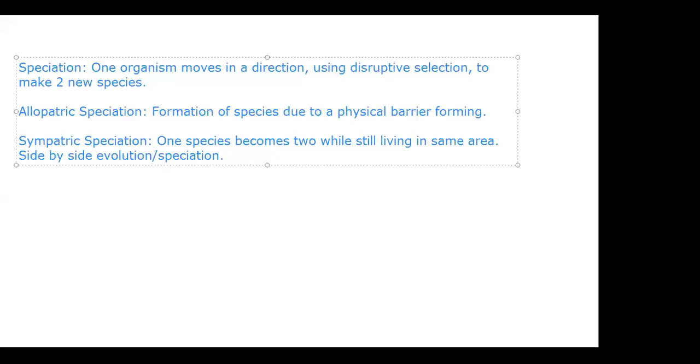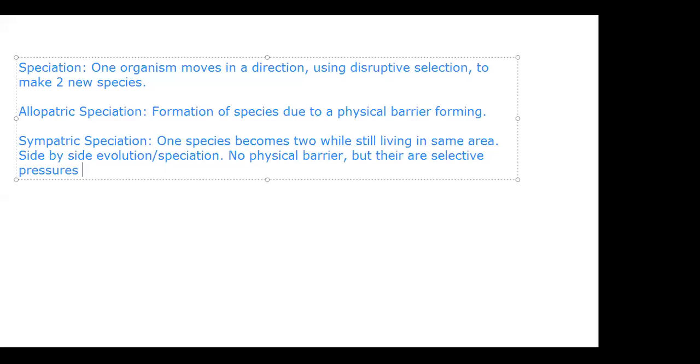There's no physical barrier, but there are selective pressures for both extremes in a species. So one group moves towards one extreme, another moves towards the other, until they eventually become two completely different species. Are there any questions about speciation so far?